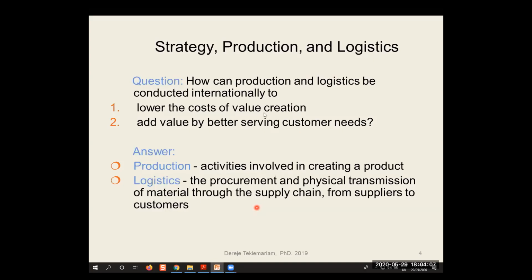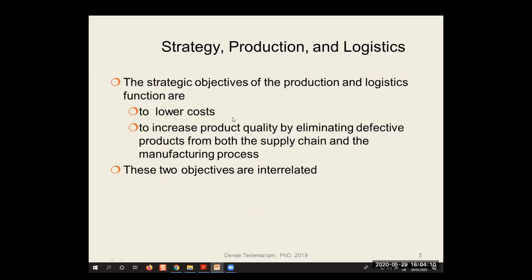or to the customers. Anyway, the strategic objectives of the production and logistics function are lowering costs and increasing product quality. Quality is really subjective, but in production management, quality is simply fitness for purpose. So you can increase the level of fitness of the product, maybe on a timely basis. There are some important five or six dimensions of quality, but this can be increased by eliminating defective products from the supply chain, even during the manufacturing process.